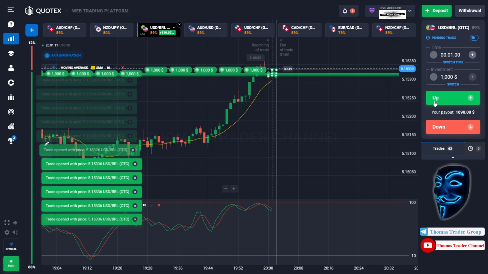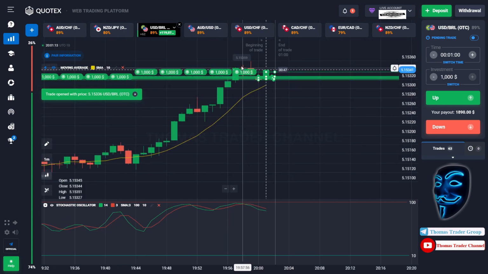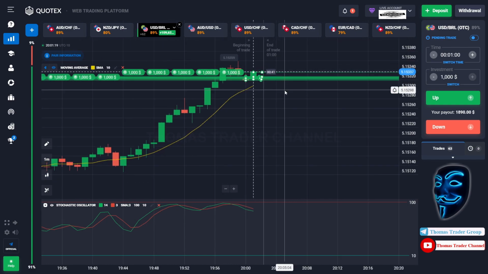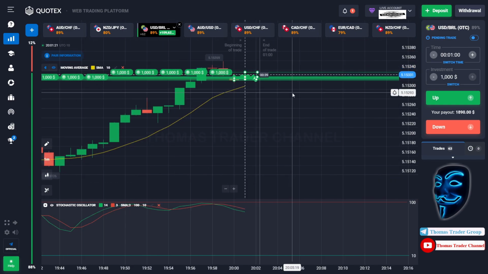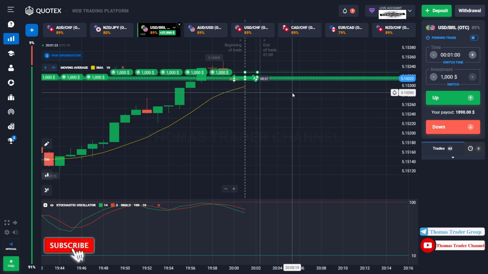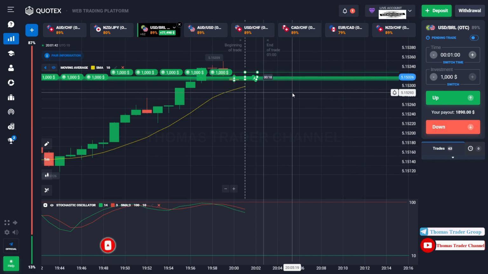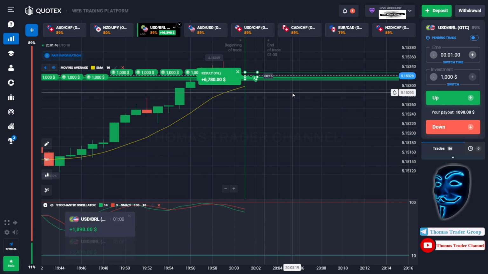Like what I've said before, after the market makes a rebound on the overbought area, it will make a correction to the moving average line before it continues the bullish trend. Let's prove it and let's wait till the end of our trade. Let's wait till we collect all of the profit.